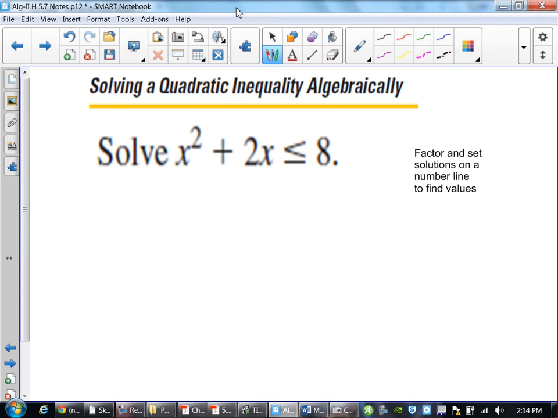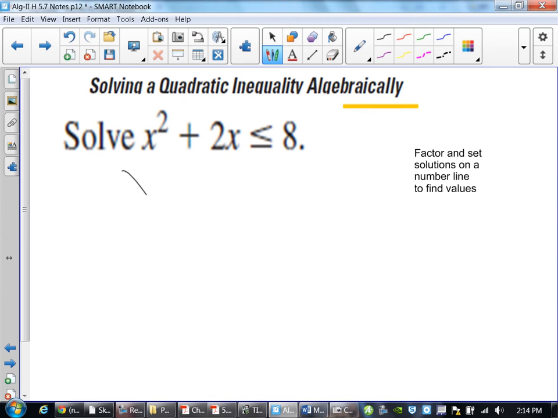What's your first step to factor this? Minus the 8. Minus the 8, good. Now, what I'm going to do is leave this as equals 0, because I want you to think of it as all we're doing right now is factoring and finding zeros. We're finding boundary points. We'll go back to the whole inequality in a second.